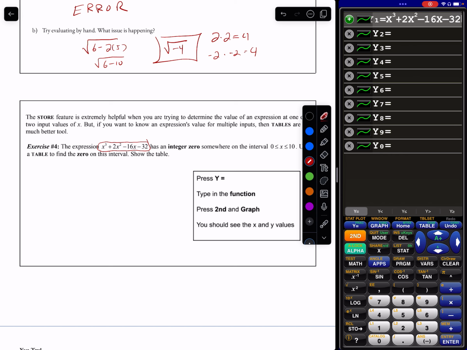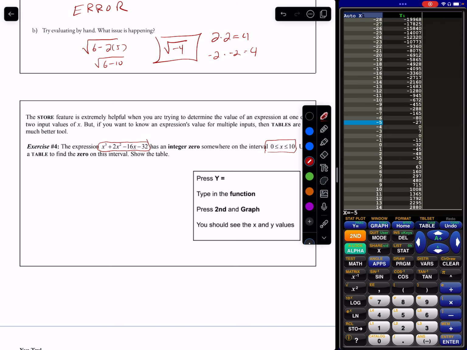All right, so now what we're going to say is somewhere on this interval, 0 to 10. So the x values are 0 to 10. So rather than plugging in 0 and 1, 2, 3, 4, 5, 6, and just doing it 10 times, let's just look at our table. Okay, and you can see our table right here. That is x is equal to 0. And then we go all the way down to x equals 10. So we're looking in this interval.